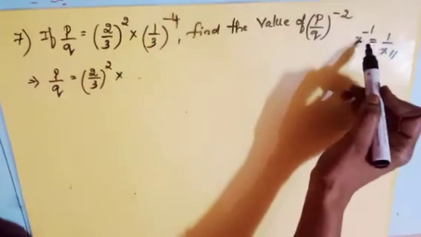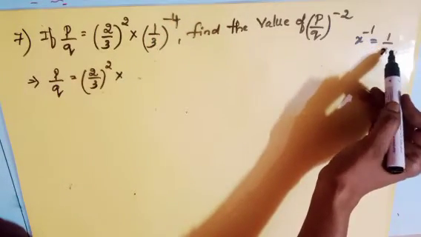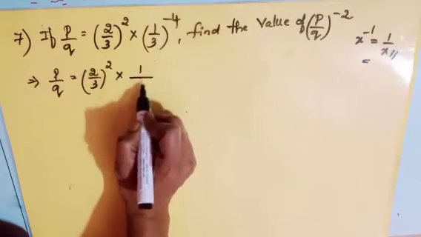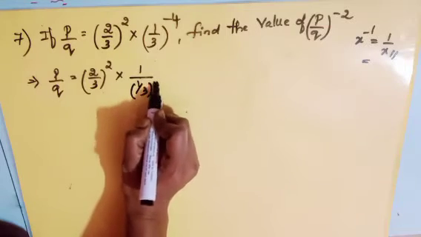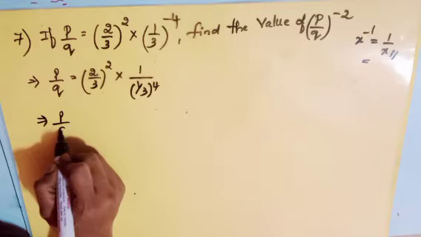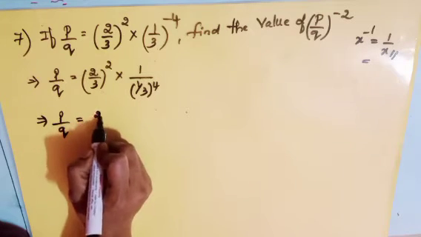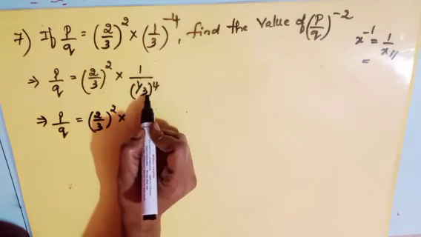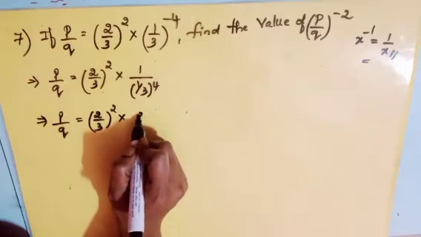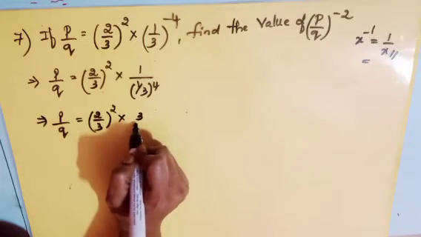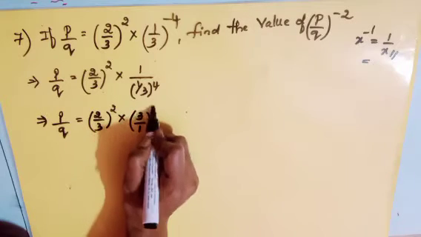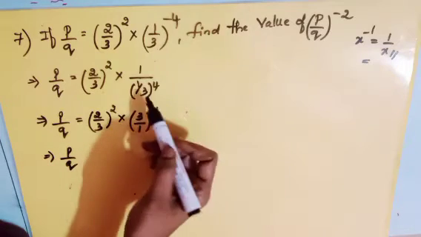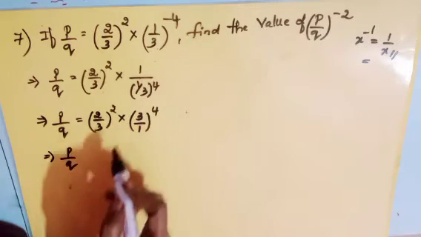It is in the form of x to the power of minus 1 equals 1 over x. That means we have to apply the fifth law. So this can be written as 1 by 3 whole to the power of 4. That is P by Q equals 2 by 3 whole square into the reciprocal of 1 by 3, which is 3 by 1. So I'll write here 3 by 1 whole to the power of 4. Next, P by Q, the reciprocal of 1 by 3 is 3 by 1, so whole to the power of 4.